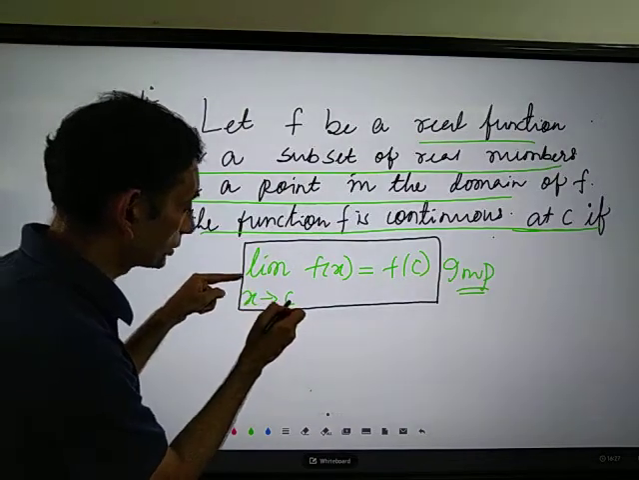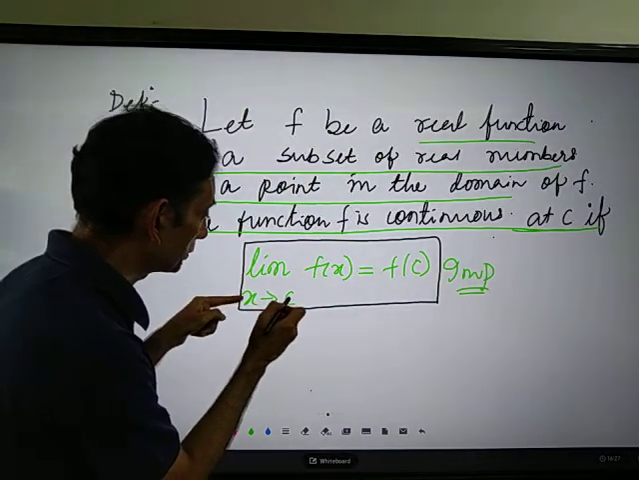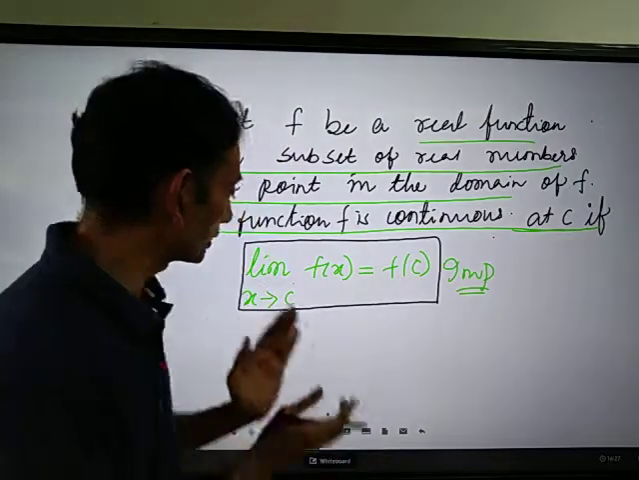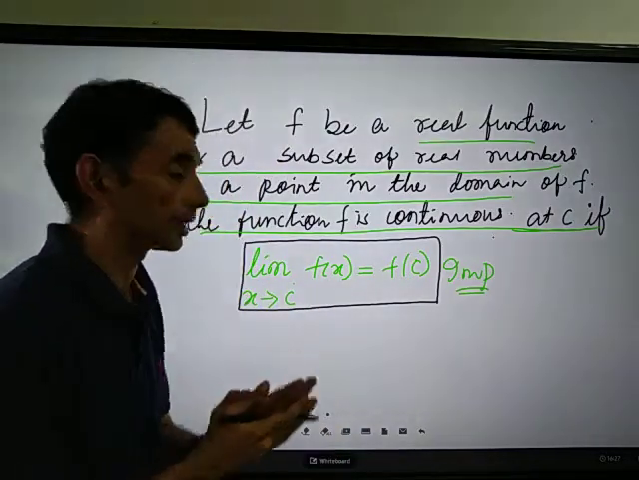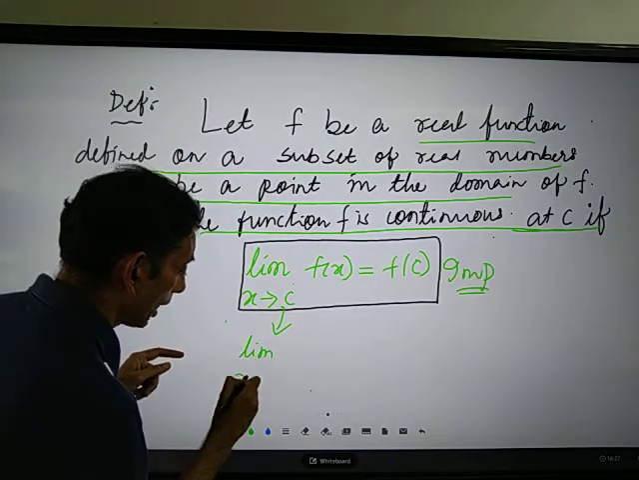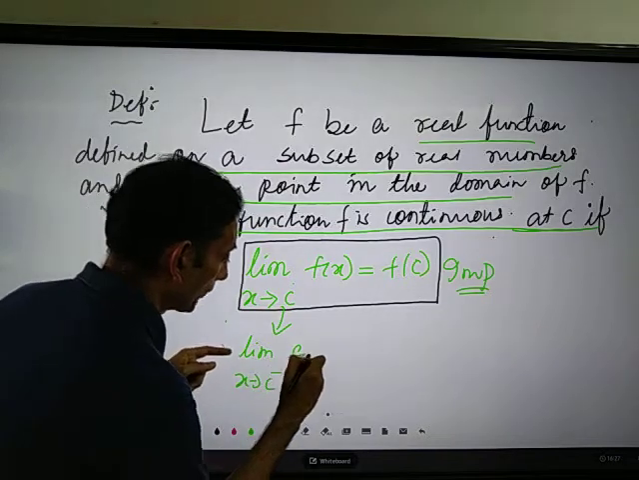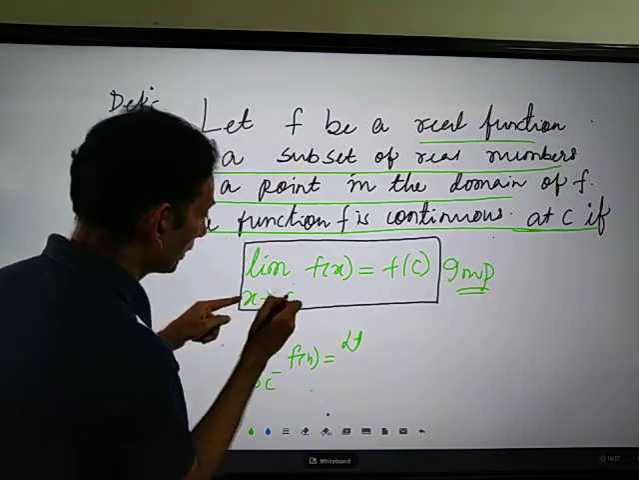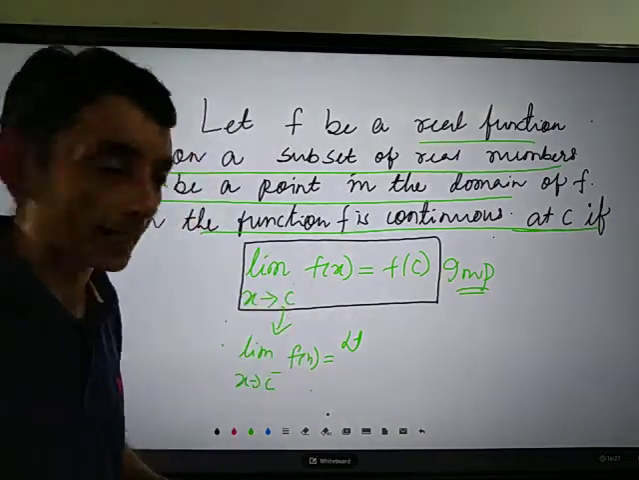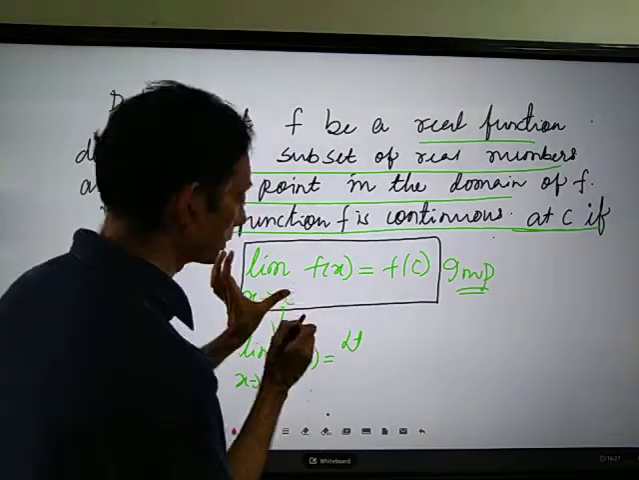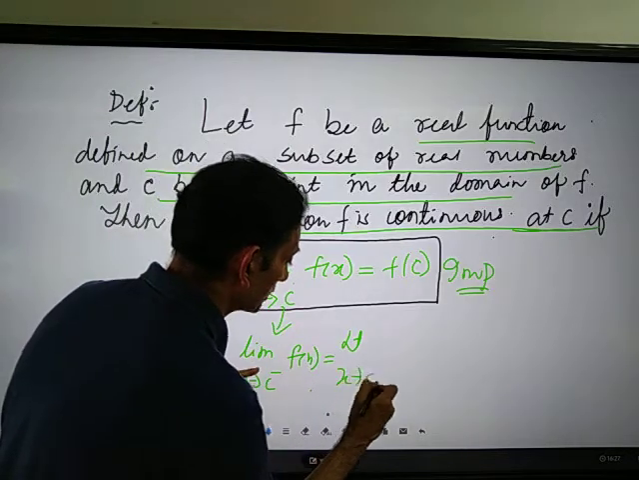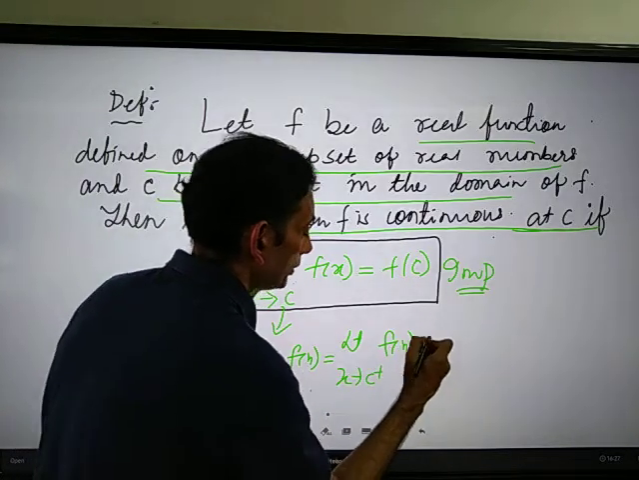When you write x approaches c without any sign, you understand that you are approaching c from either of the sides, from the left hand side and from the right hand side. So you can expand the steps like that. Since we are not denoting c with any sign, both the signs are included there. So you can expand this as limit x approaches c minus f(x), limit x tends to c plus f(x), equal to f of c.